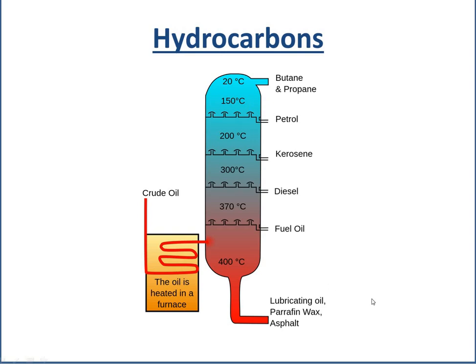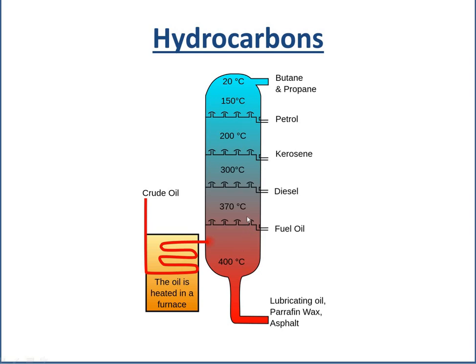So what you do is you heat the crude oil to a high temperature so it all becomes vaporized. And then it is put into something called a fractional distillation column. The hotter, longer chain hydrocarbons will form at the bottom because it's hotter at the bottom than it is at the top. It's cooler at the top. And they will condense off at the bottom.